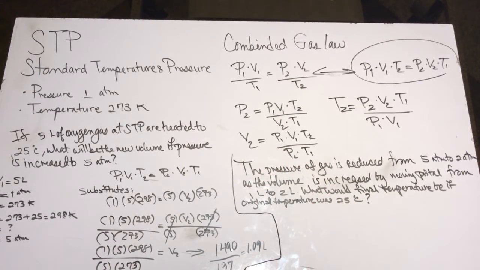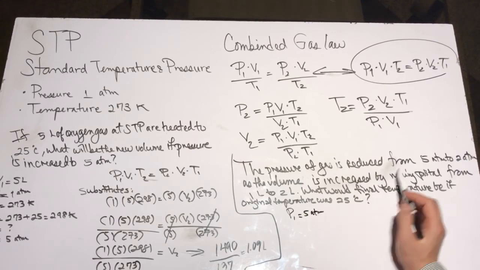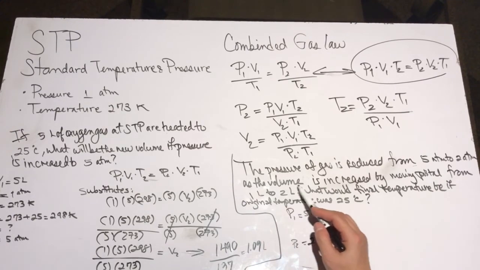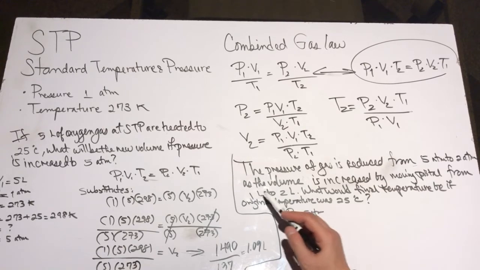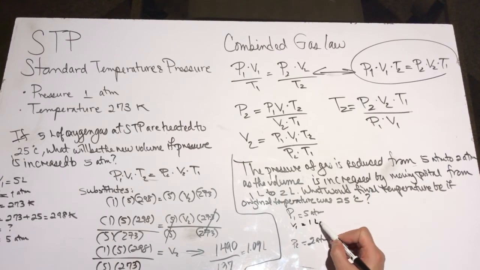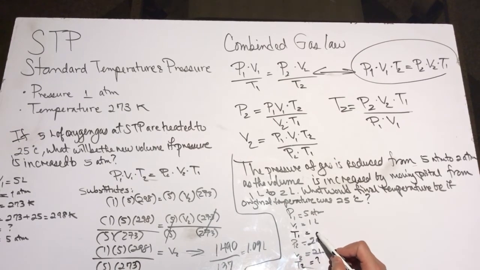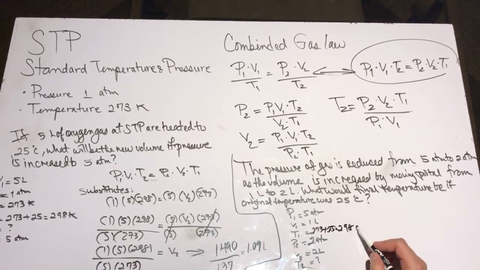For this one, I'm going to show you the same way, but instead of looking for volume 2, I'm looking for the final temperature, which is T2. So let's read the question. P1 is equal to 5 atm because it says the pressure is reduced from 5 to 2. So therefore, P2 will be 2 atm. As the volume increased by moving the piston from 1 to 2 liters, V1 is 1, volume 2 is 2. That's based on the question. What would the final temperature be? So you don't know what T2 is. T1 is equal to 273 plus 25, and that's 298 Kelvin.